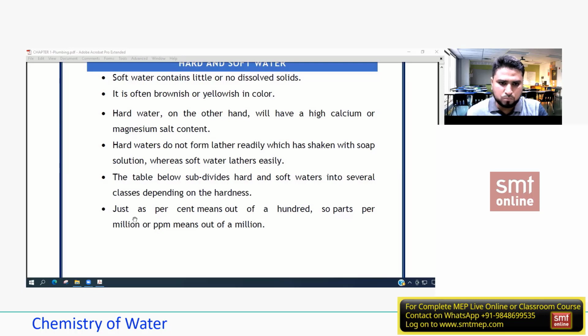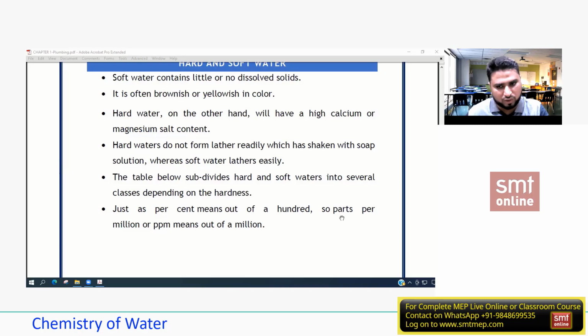Now, just as percentage means out of 100, like we know from our school days, graduation days or masters, the percentage we get is in terms of 100. But here it will be measured in terms of a million. Million means 10 lakhs. Yes or no? 1 million is 10 lakhs.